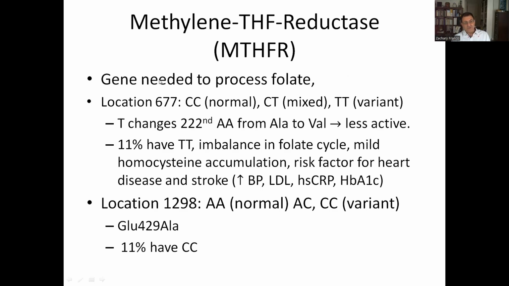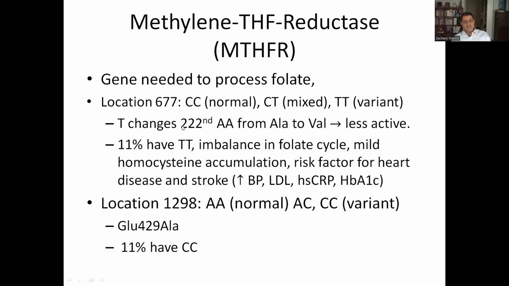So in this gene, again, depending on where you're born, your parents and so on, at the 677th base pair, you could either have 2 Cs, or you could have 1 C, or you could have no Cs. And so normal would be having 2 Cs. And the variant, which would be a little bit bad, would be to have 2 Ts. About 11% of humans have this TT variant. What does it mean that they have this TT variant? Well, it means that both of their genes are somewhat defective.